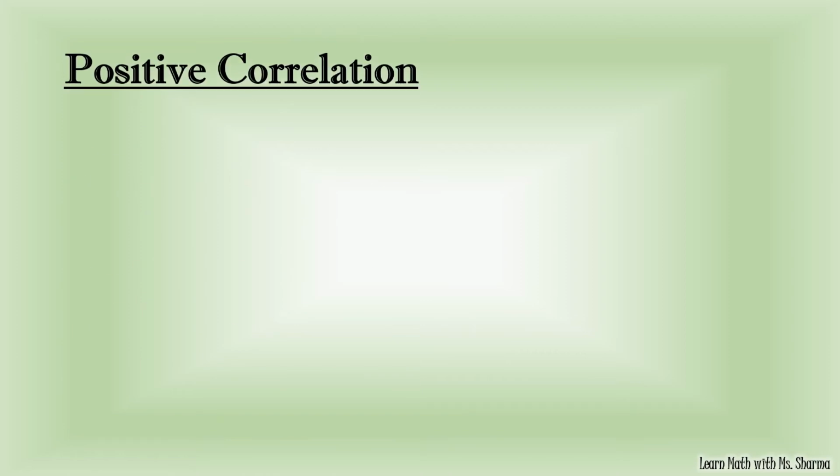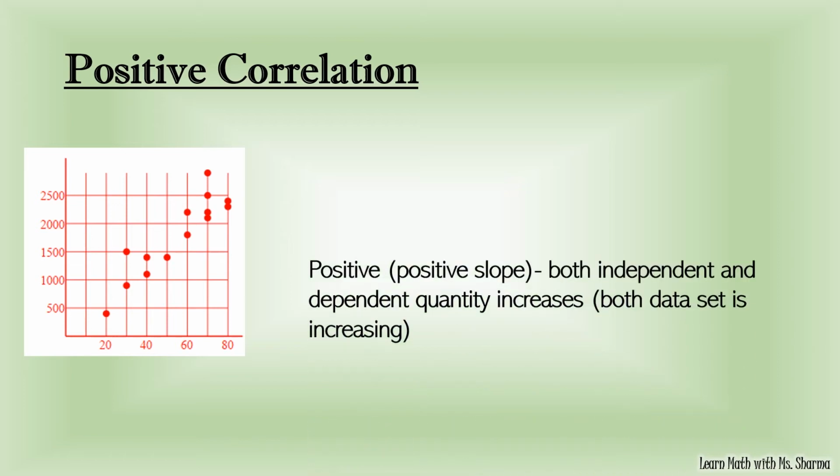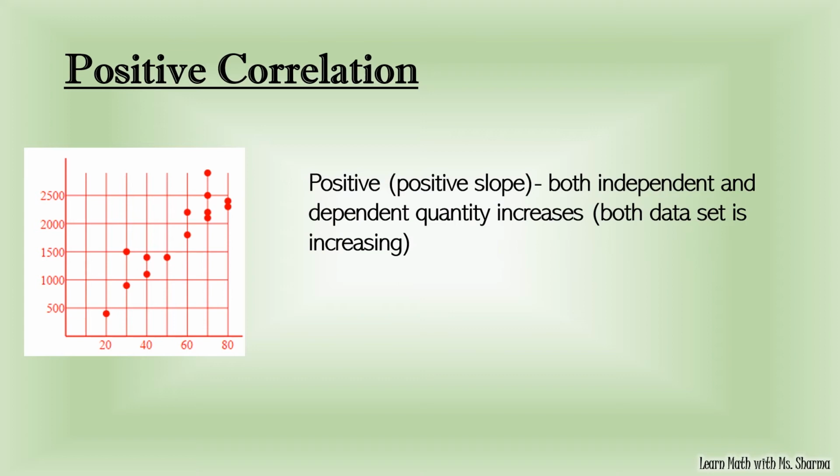Positive correlation. You can see in the scatter plot that it's going up. As x values increase, y values also increase. And if you draw a line, it is a positive correlation with a positive slope. Both the independent and dependent quantities increase, both data sets are increasing.